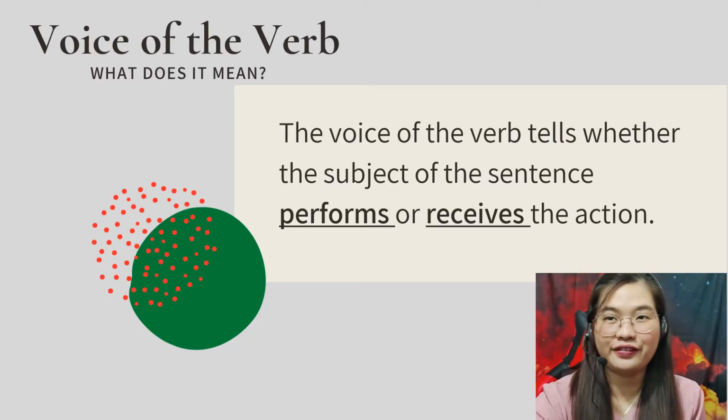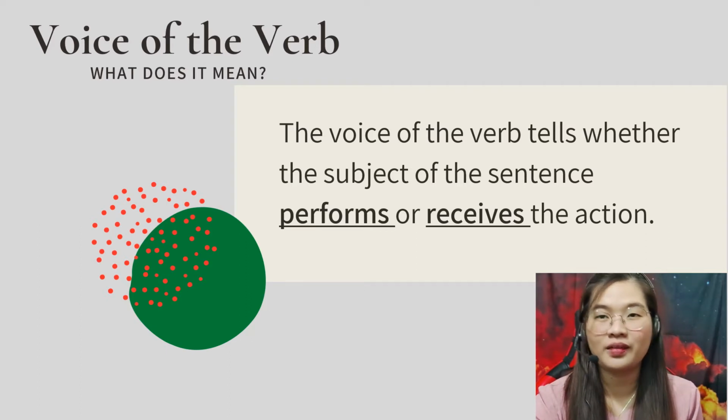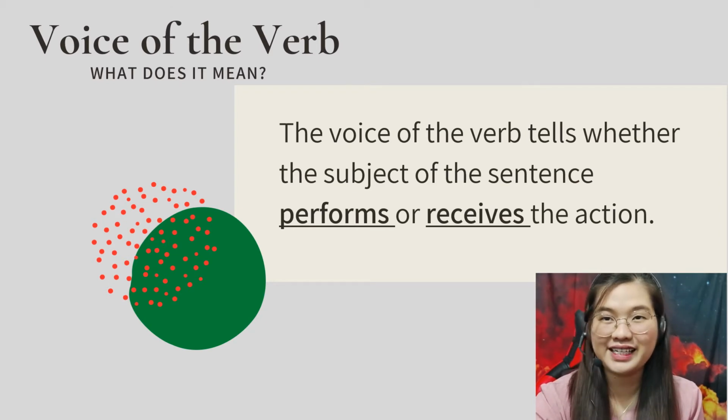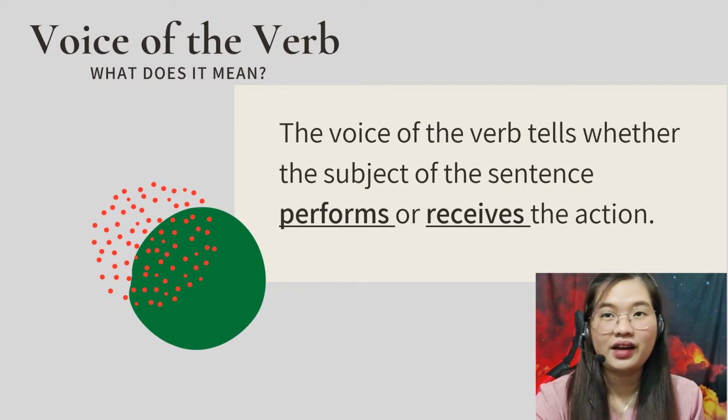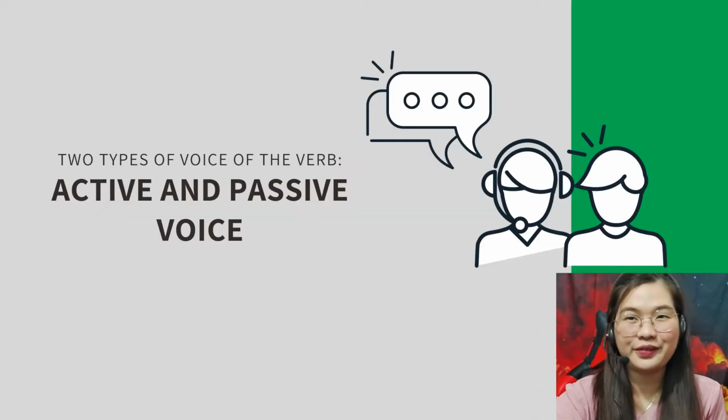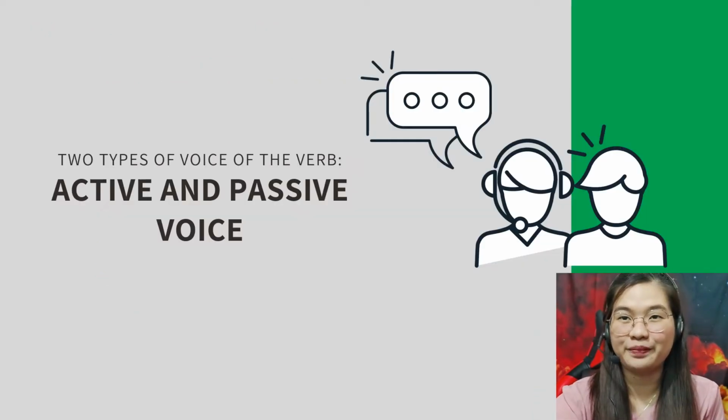Passive and active voices are also called voice of the verb. What do we mean by this? The voice of the verb tells whether the subject of the sentence performs or receives the action. Performs, receives. These are the two words you must remember for the entire lesson. We have two types of voice of the verb. We have active and passive voice.